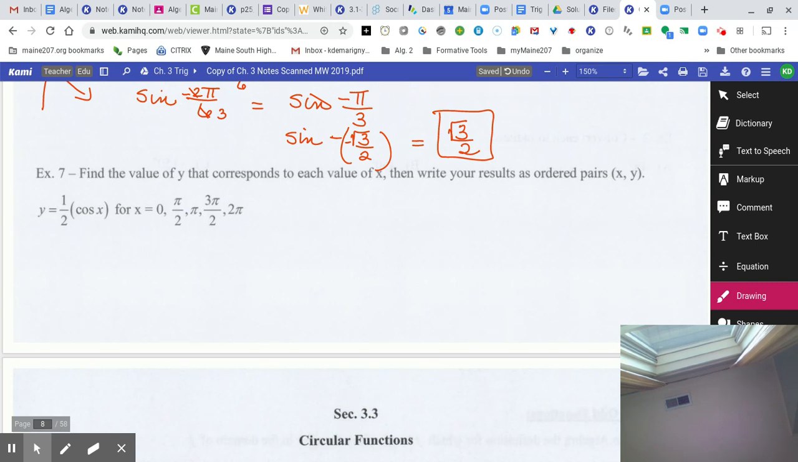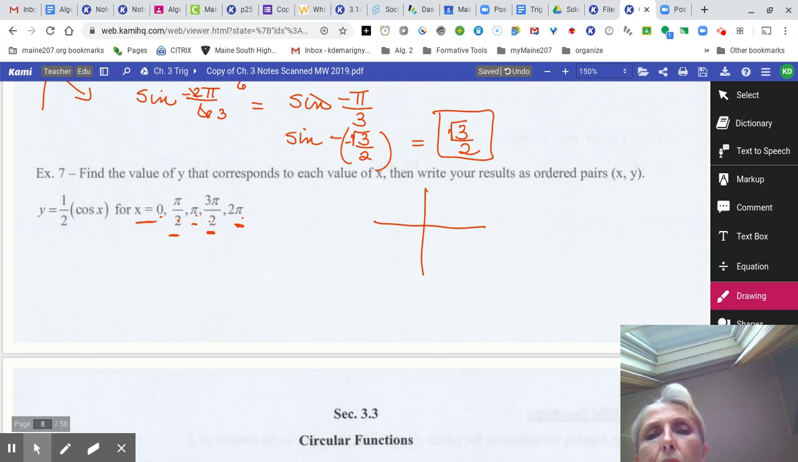So what I'm looking at, I have x is equal to 0, x is equal to pi halves, pi, 1.5 pi's, and 2 pi. And then they want me to take that value and then multiply it by a half. All right, so I have to do this particular problem 1, 2, 3, 4, 5 different times. It seems like it's going to be kind of daunting, but it's not.